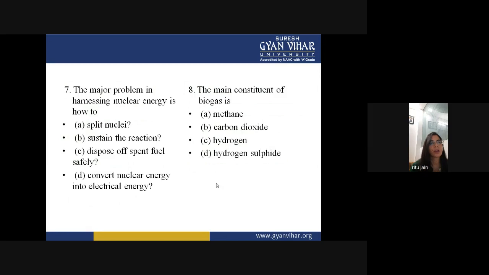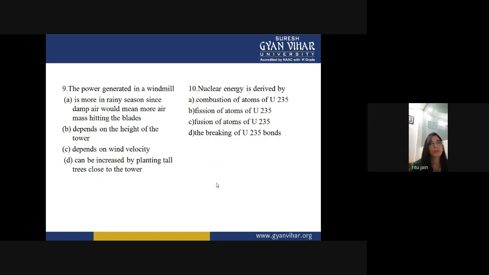Now, the major problem in harnessing nuclear energy, as we have already discussed, is that it is very difficult to dispose of spent fuel safely because it is very harmful to the human body. Now, the main constituent of biogas is methane. The second last question: the power generated in a windmill is more in the rainy season? It doesn't matter whether rain is coming or not; it depends on the height of the tower and on wind velocity. If wind velocity is high, the power generated from the windmill will also be high.